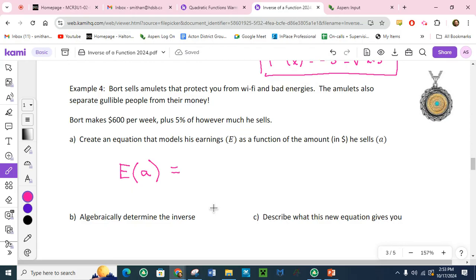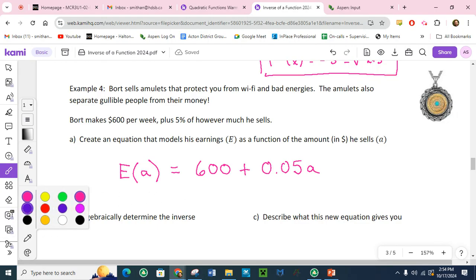Okay. So there are two parts to what he makes. There's a fixed part. He makes $600 no matter what. And then 5% of all that he sells. That's not 5 times A. It's going to be 0.05 times A, right? That's 5% as a decimal. You guys okay with that? This is the fixed part of his income. You did lots of these in grade 9. And this is what we call the commission.